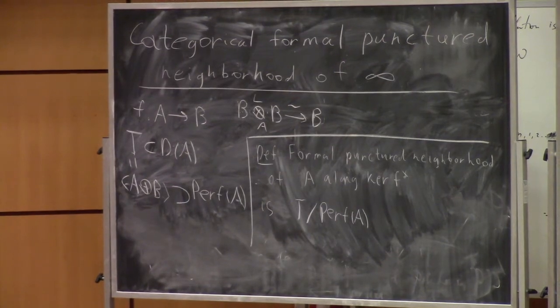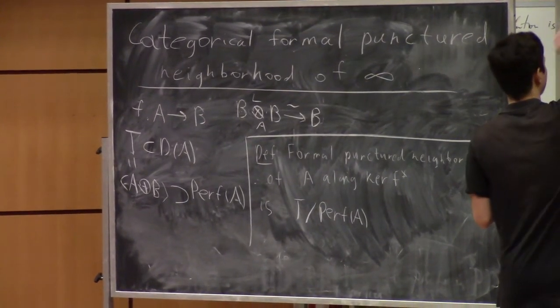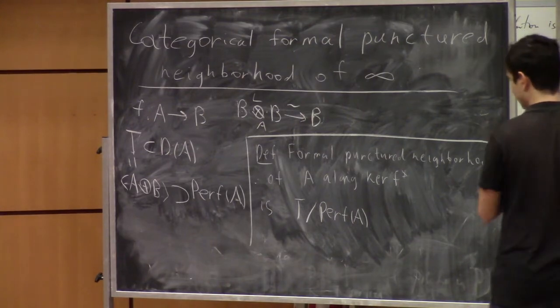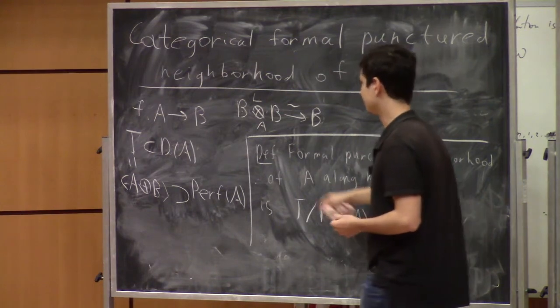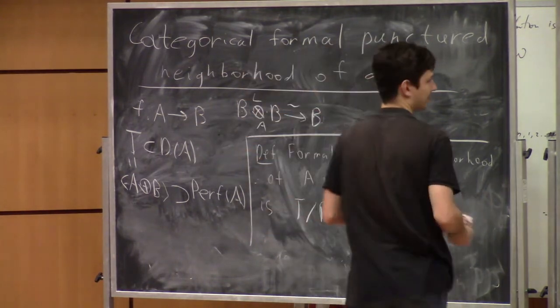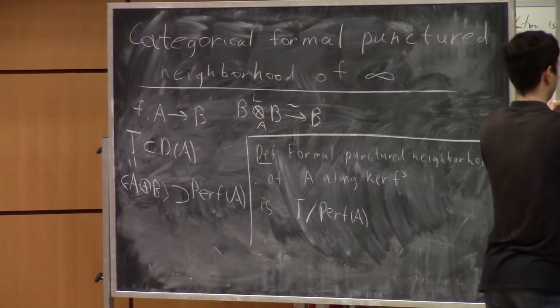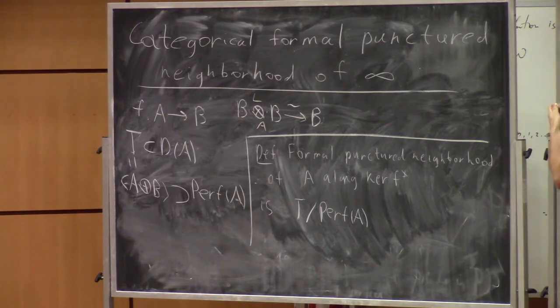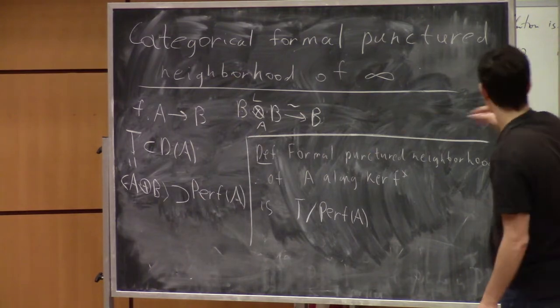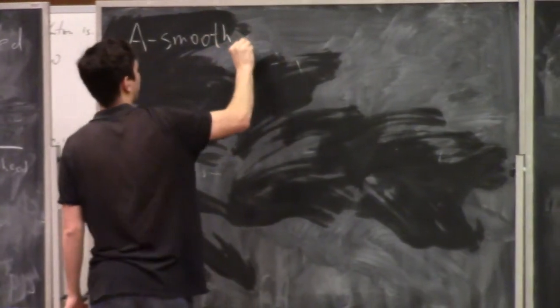Now the main miracle that happens is that if A is smooth and proper, then the result depends only on B. That's what I'm now going to sketch. How to see this? So assume that in this picture A is smooth and proper.